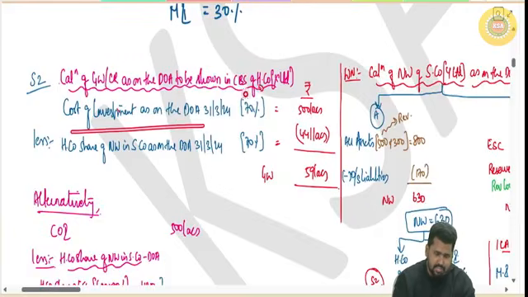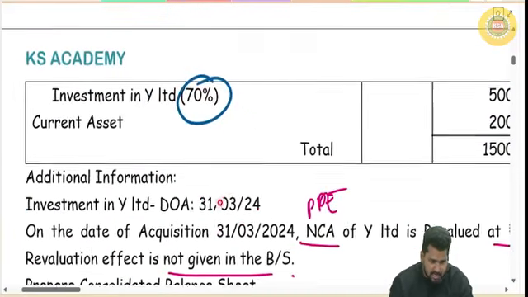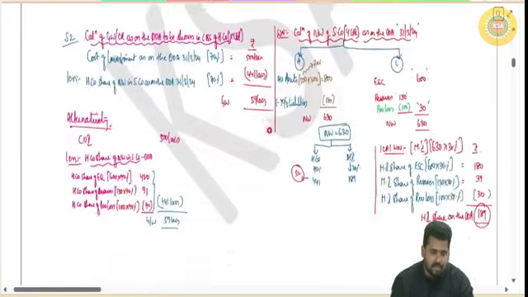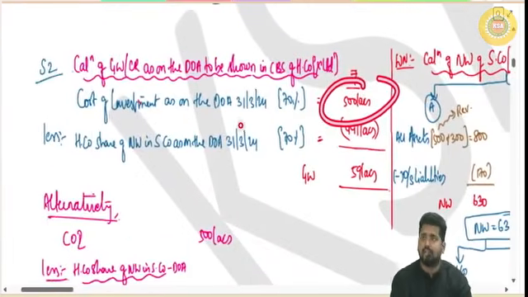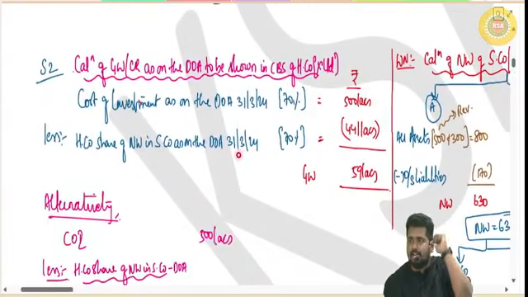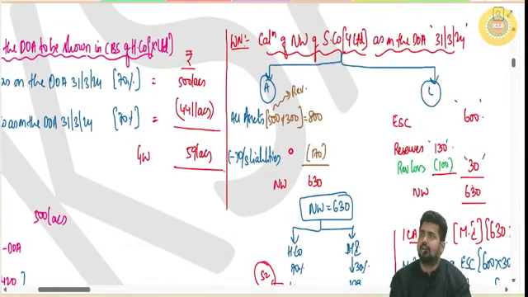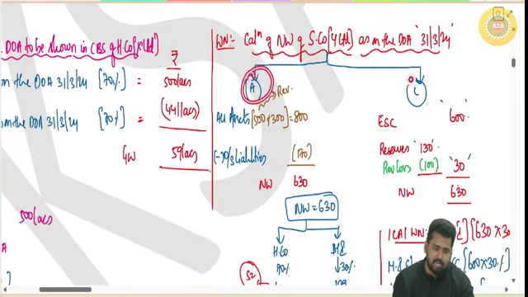Cost of investment for 70% on the date of acquisition. On the date of acquisition for 70%, how much are we investing? 500 lakhs. Okay, 500 lakhs. Now what we have to find is their net worth on the date of acquisition, and in that, how much are we getting for 70%? Correct? How many approaches? 2 approaches. First, asset side approach, then liability side approach.